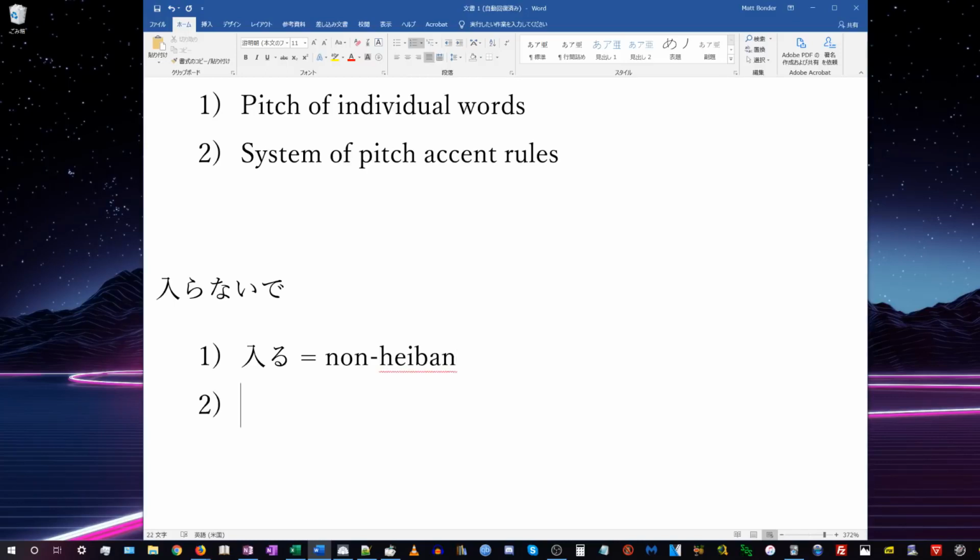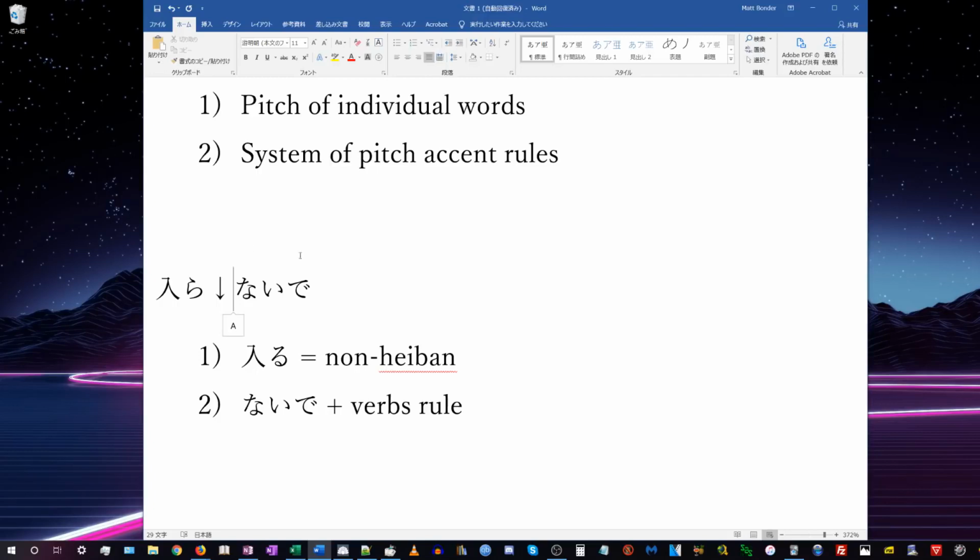And then you also have to know the rule for when naide attaches onto verbs. So it just so happens that when naide attaches onto verbs, if it attaches onto a heibon verb, then it's going to drop after the na. And if it attaches onto a non-heibon verb, it's going to drop before the na. So because hairu is a non-heibon verb, that means it's going to be dropping before the na.